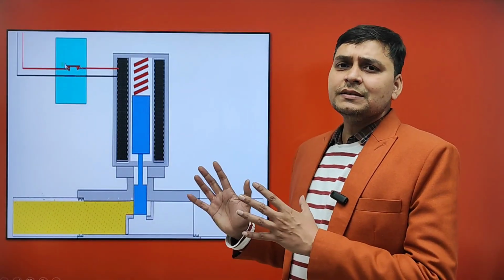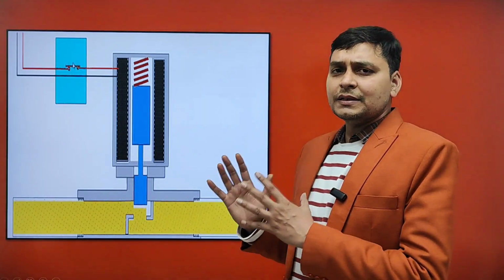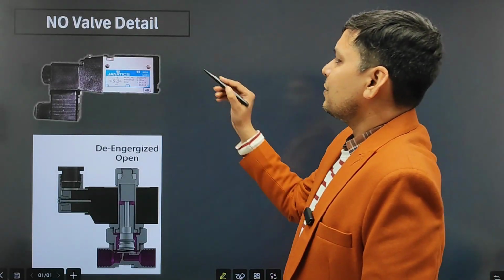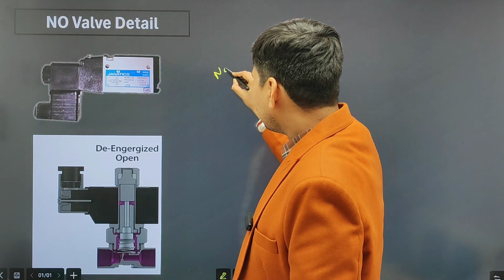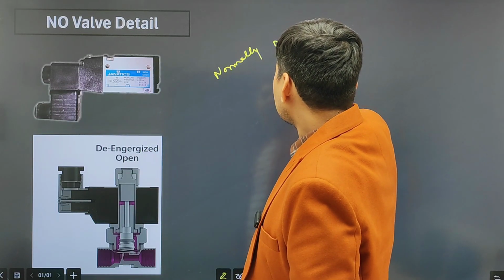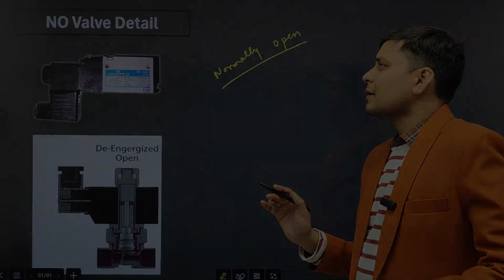Basically, it has two designs. The first one is NO and the second one is NC. First, we will discuss NO valve details. Look friends, if we talk about NO, N means normally and O means open. It is also called a normally open valve.